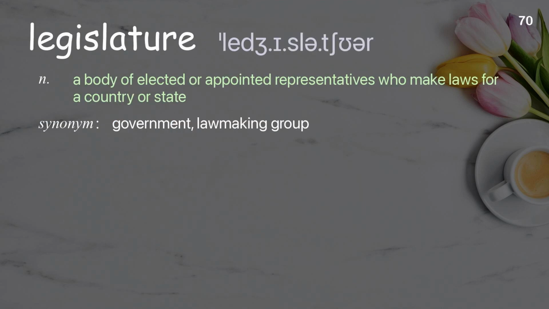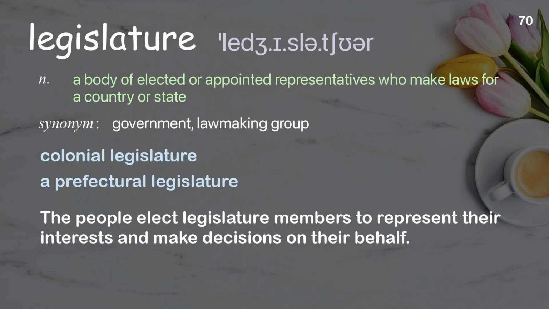Legislature. A body of elected or appointed representatives who make laws for a country or state. Examples: Colonial legislature. A prefectural legislature. The people elect legislature members to represent their interests and make decisions on their behalf.